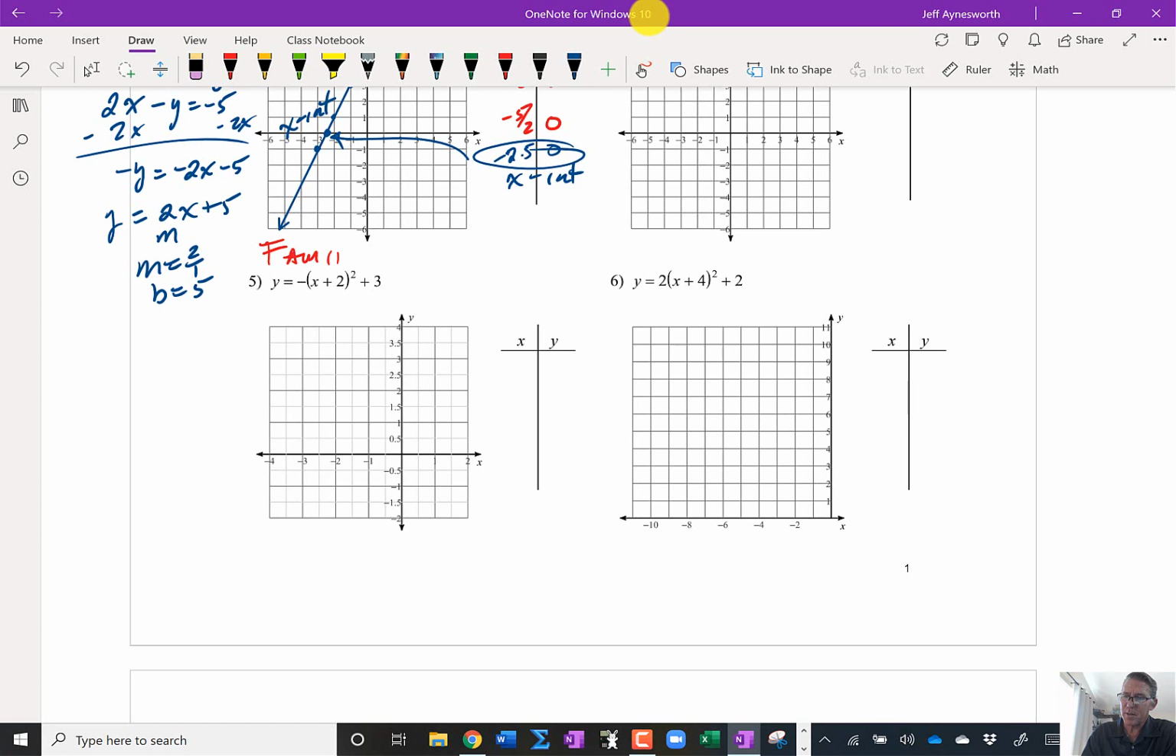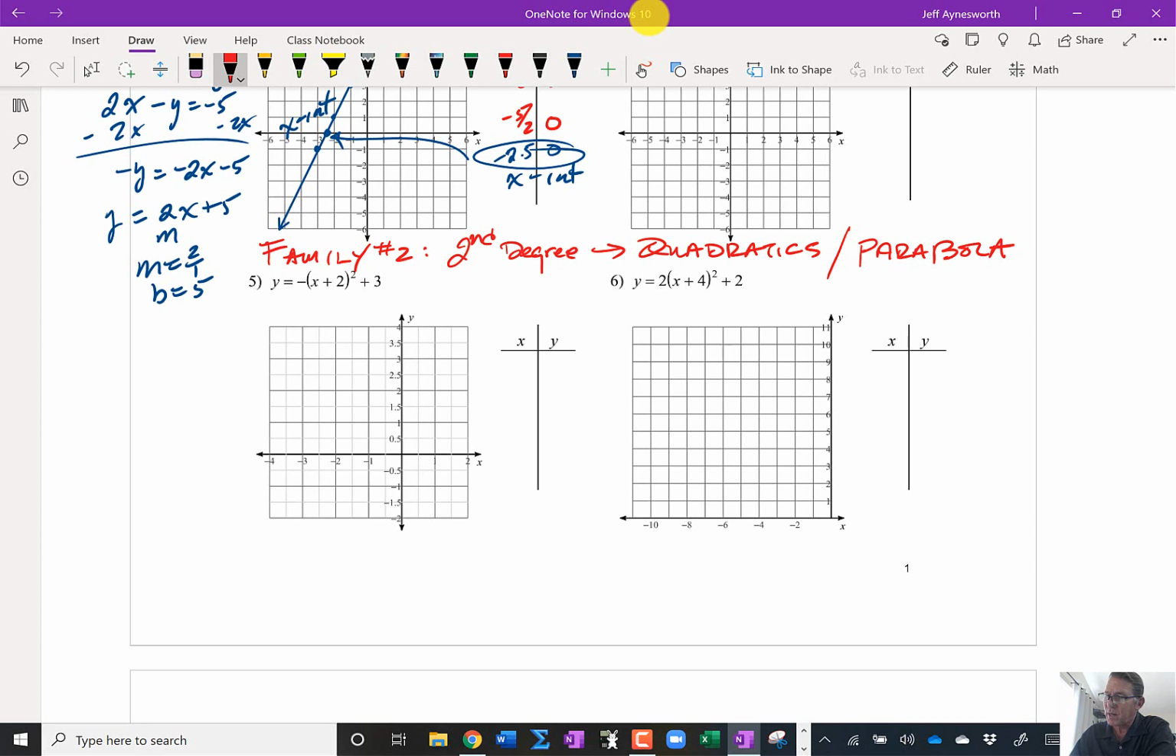So family number 2. These are called second degree functions because the exponent is 2, and they're called quadratics. And then the special name for them, you learned it in Algebra 1, and you did it also in Algebra 2. They're called parabolas. The famous parabola. These are the U-shaped functions that look like this, or they might open down like this. In Algebra 2, you saw functions that opened up left and right, too. In Algebra 1, you saw ones that open up and down. In Algebra 2, you explored ones that open up left and right. There are 4 different types of parabolas, depending on the function.